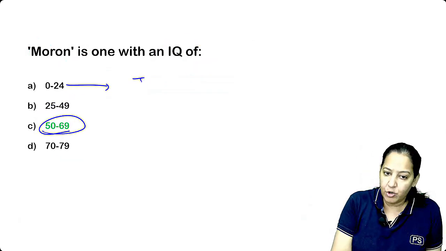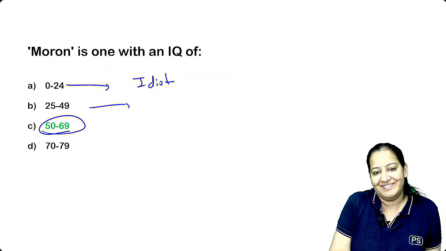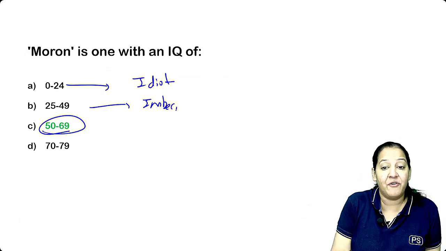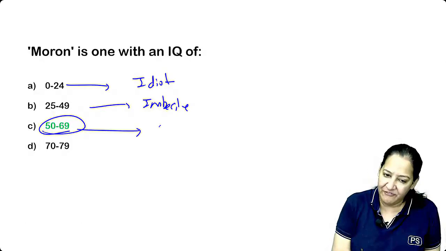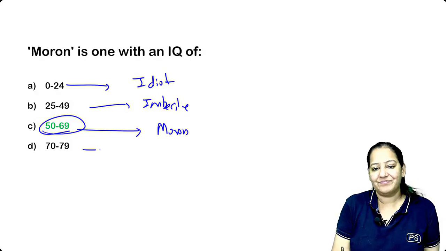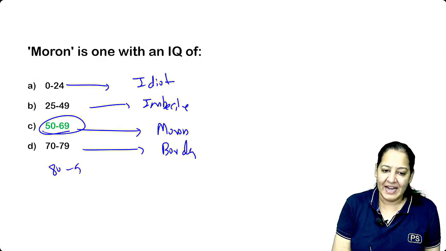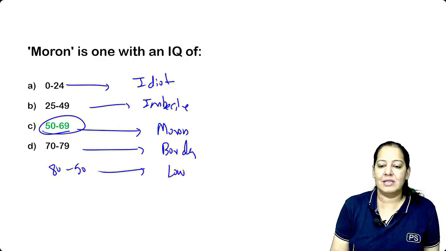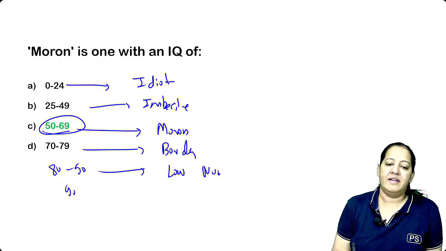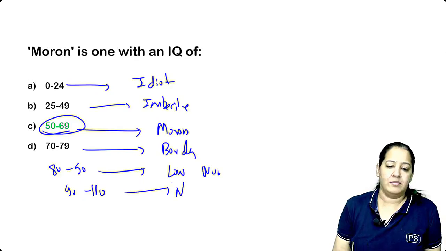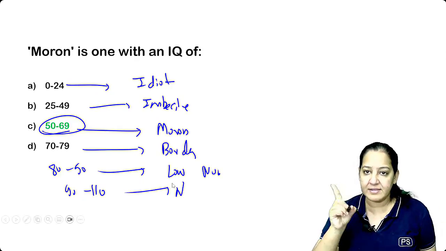0 to 25 is idiot. 25 to 50 is imbecile. You forgot imbecile, I guess. And 50 to 70 is moron. 70 to 80 is borderline. And 80 to 90 is low normal. And 90 to 110 is normal. How many of you realized your mistake? The correct answer is not B, it's C.